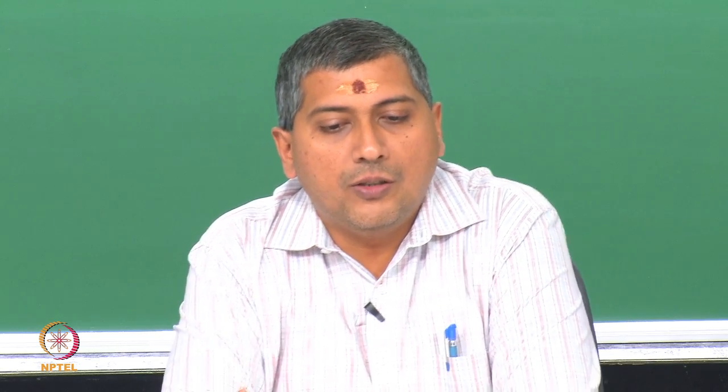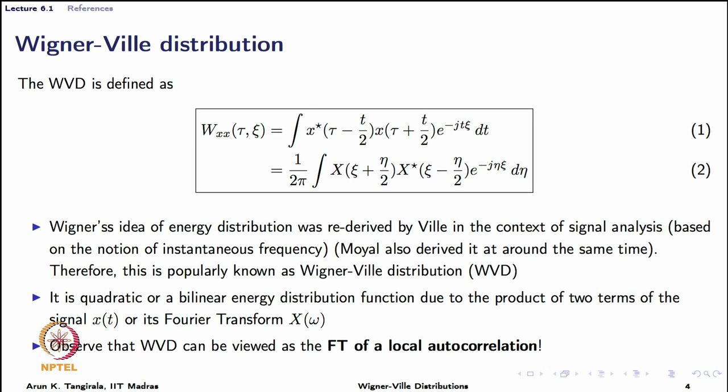Now, let us move on to the definition of Wigner-Ville distribution. A quick historical background: Wigner conceived this distribution around the 1930s in the context of quantum thermodynamics, and Ville, who was interested in signal processing and signal analysis, roughly 15 years later rediscovered this in the context of signal analysis, where he was interested in estimating the instantaneous frequencies from the joint energy density.